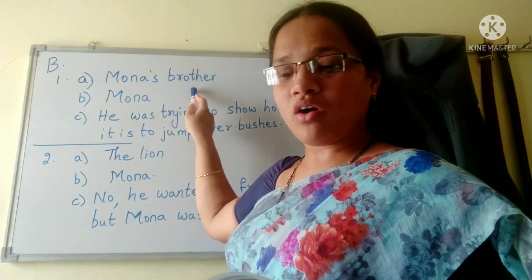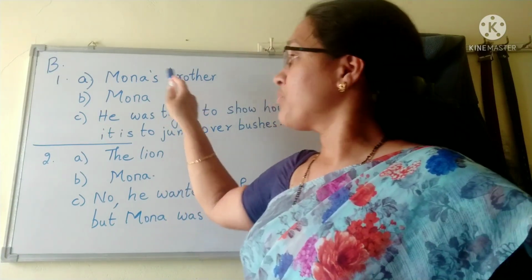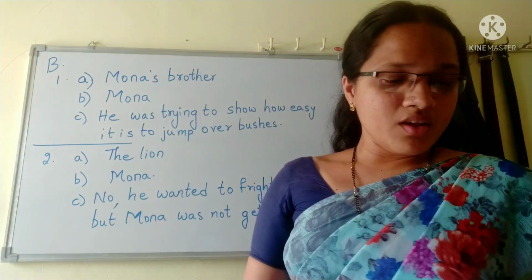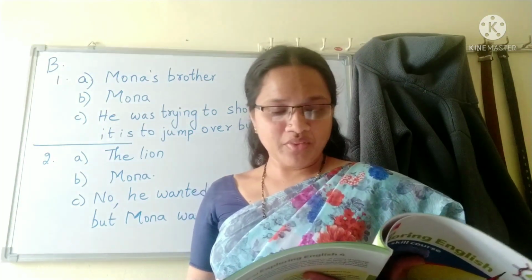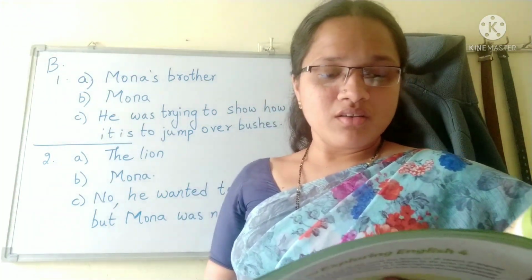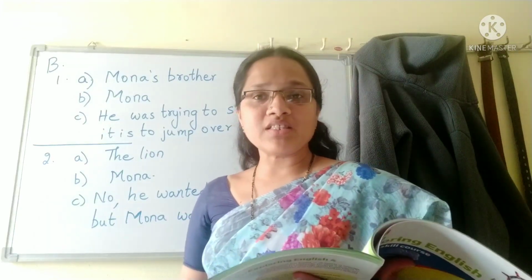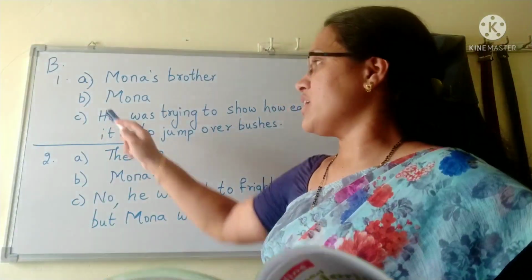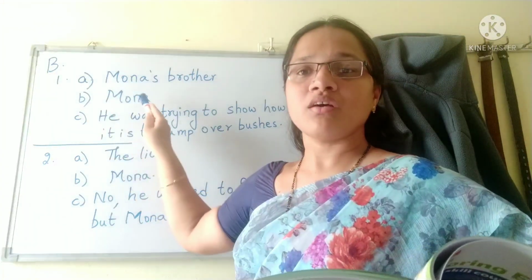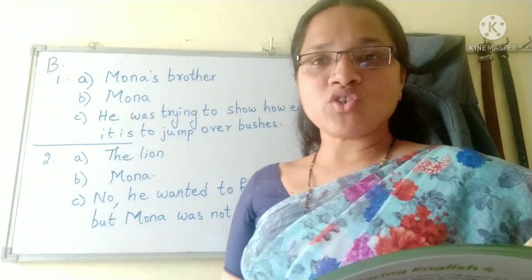So I would like you all to write with pencil. Okay. Mona's brother. Second question. Who was he talking to? To whom is he telling that this is very easy peasy? He is telling it to Mona. Yes. The answer for the second one is Mona. Coming to the third question.